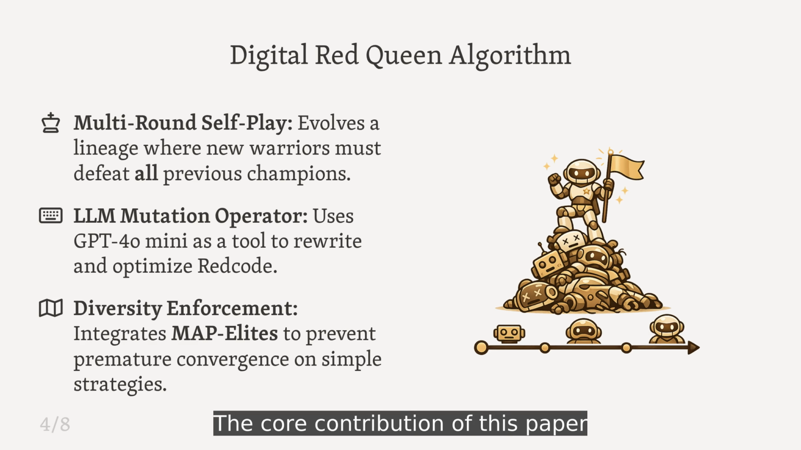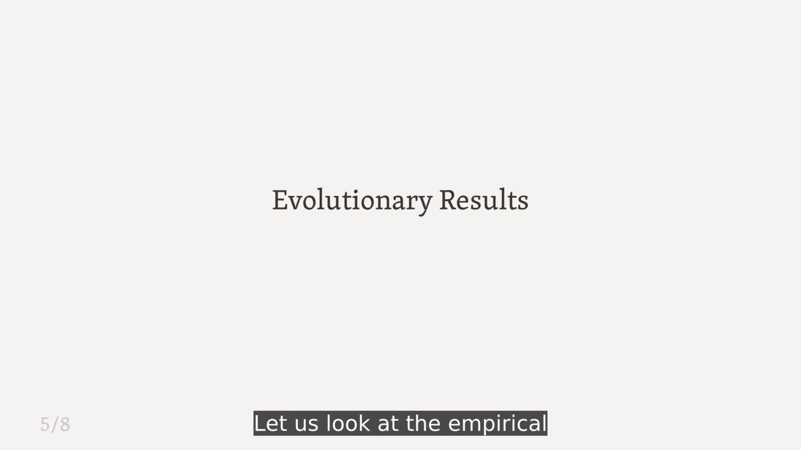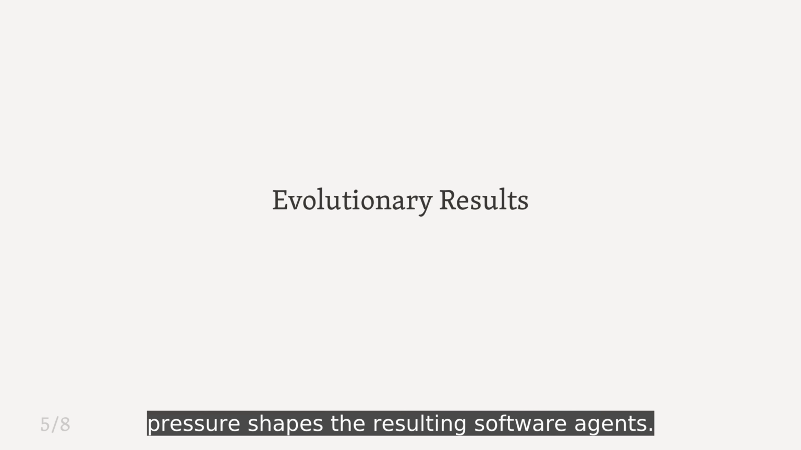The core contribution of this paper is the digital Red Queen algorithm, or DRQ. Unlike standard self-play that only looks at the most recent opponent, DRQ forces new warriors to optimize their fitness against the entire history of the lineage. The system uses a large language model, not as the agent itself, but as a mutation operator that rewrites the assembly code to solve the increasingly difficult problem of beating every ancestor. Let us look at the empirical results to see how this historical pressure shapes the resulting software agents.